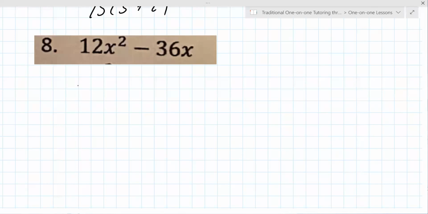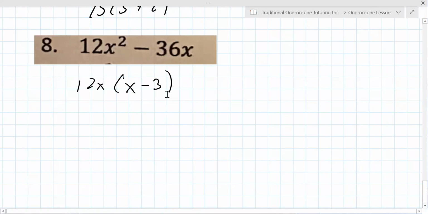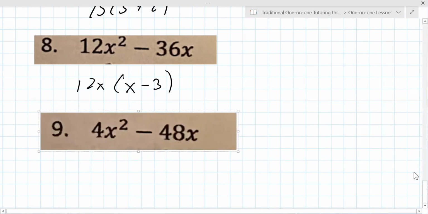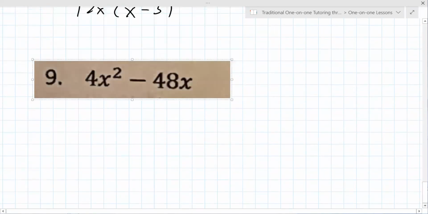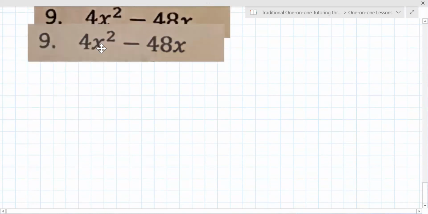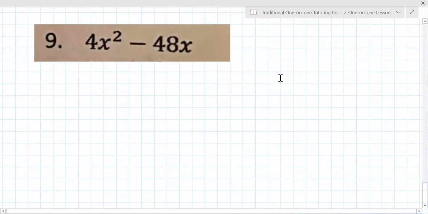12x parentheses x minus 3. Very good. Let's keep going here. Every one of these is basically the same type. There are almost too many in a row that are exactly the same, but keep doing them. It's good that you're getting them, so keep trying here. It's number 9.